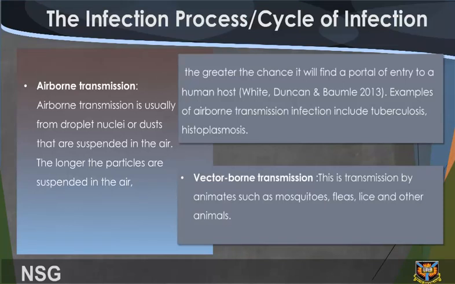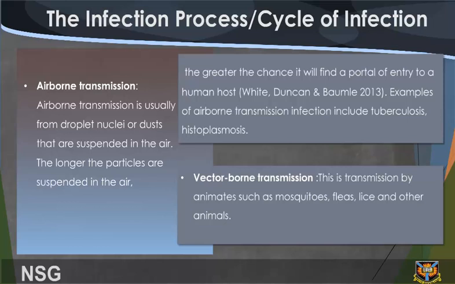Airborne transmission. Airborne transmission is usually from droplet nuclei or dust that are suspended in the air. The longer the particles are suspended in the air, the greater the chance it will find a portal of entry to a human host. White, Duncan and Bromley, 2013. Examples of airborne transmission infection include tuberculosis and histoplasmosis.